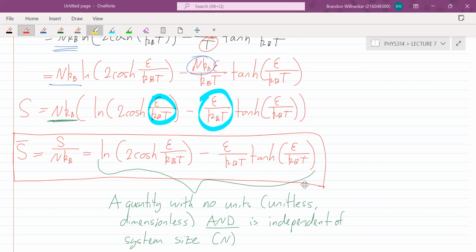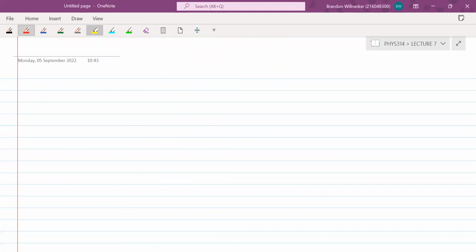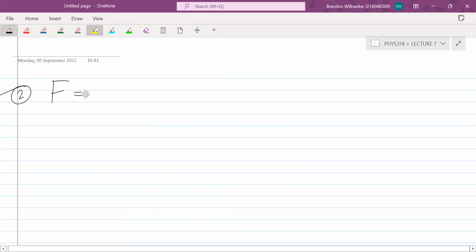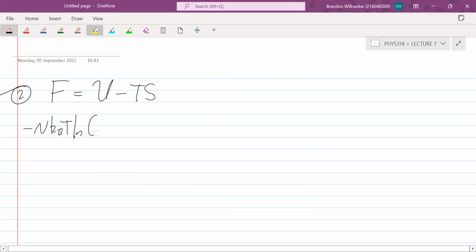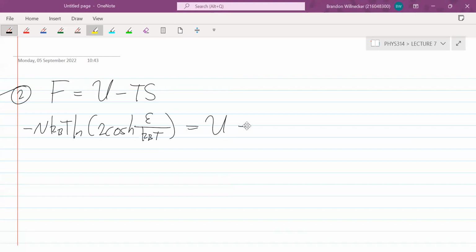Okay, let's have a look at the next question. That was finding the internal energy. So we know F, we know S, we want to find U. So remember F is equal to U minus TS. And we know most of these. We're trying to find U. So F was minus NKBT natural log 2 hyperbolic cosine epsilon over KBT. And that was given to us. This is equal to U minus T times S, but we've already found S before, so we can just substitute.